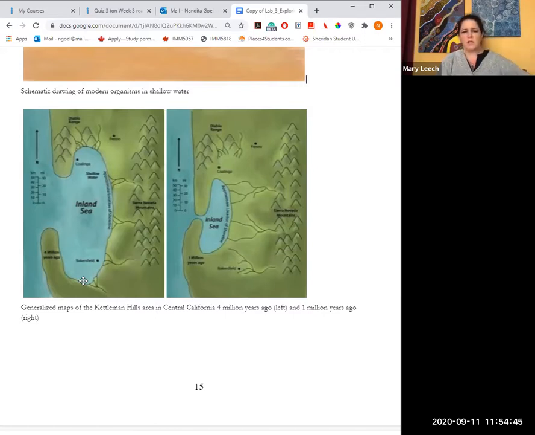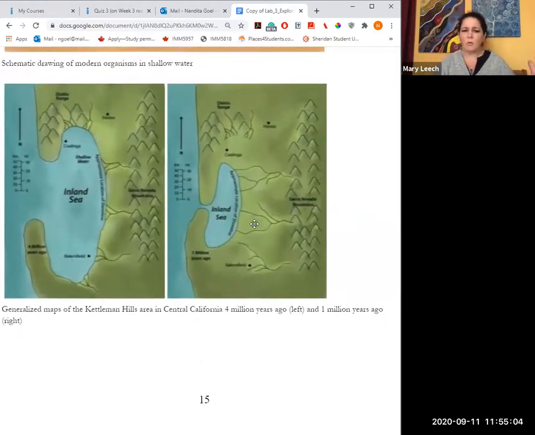So this low part of the land was inundated with water. The Kettleman Hills are basically this environment where this inland sea is. Over time, between 4 million and 1 million years ago, the sea drained or the sea level dropped, and the water is gradually getting shallower and shallower. So you should see a change in the fossil assemblage.